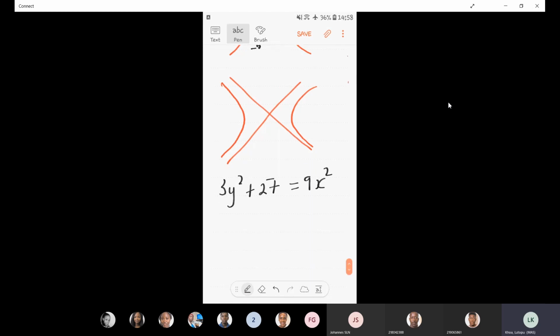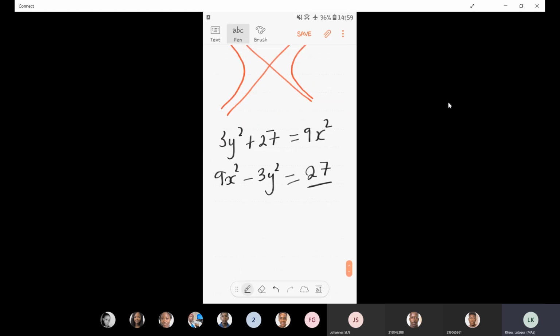So first thing, I must bring the x and the y to the same side, and it's x squared over a squared minus y squared. So when I rewrite this, I have 9x squared minus 3y squared, let me take it to the other side. This is equal to 27. All right, then what I have on the right hand side must always be equal to 1. So to make 27 equal to 1, I have to divide by 27. So I divide by 27, and what I do on one side, I must do on the other side.